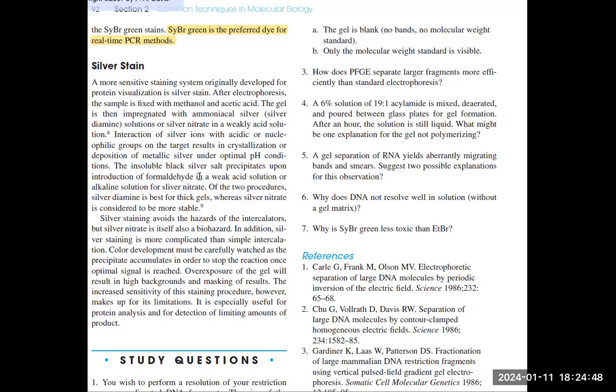So it's like the iodine thing in your parasitology. The background is brownish or yellowish and you can see black things. But please do not overexpose the gel to our silver stain because it will result in high background and it can mask the results.